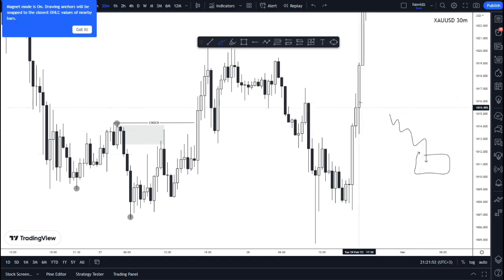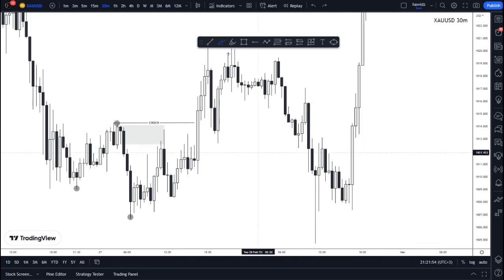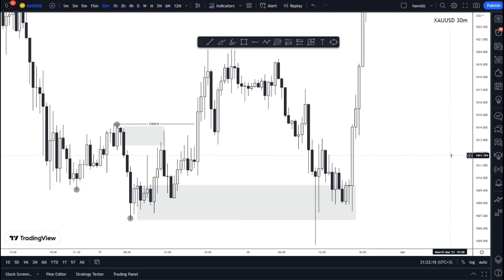And that's exactly what happened, right? So we just had an area of demand, which was this overall area in here that I did consider as the last place that price sold before it bought very hard. So this area here is my overall S&D zone, or my bullish order block.